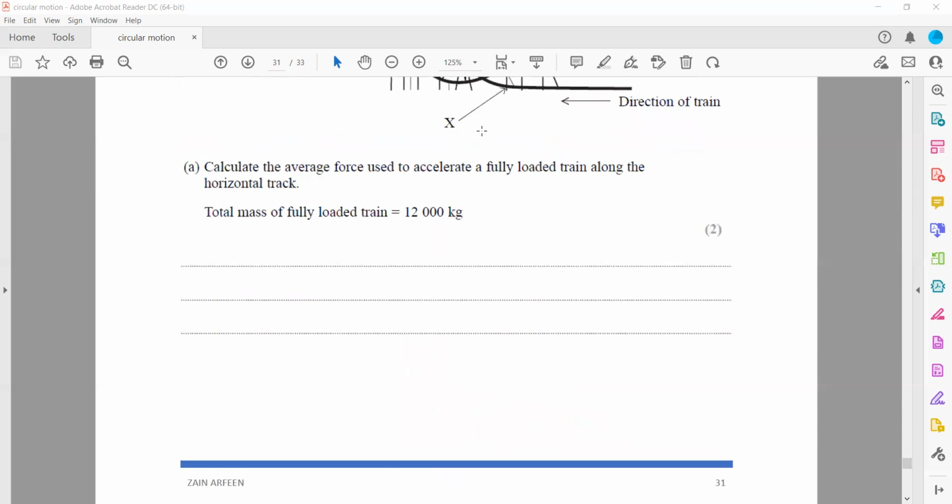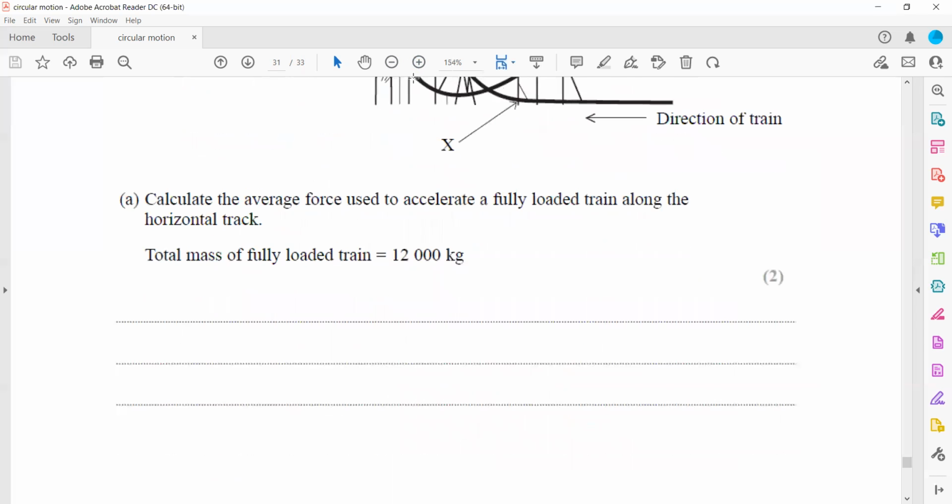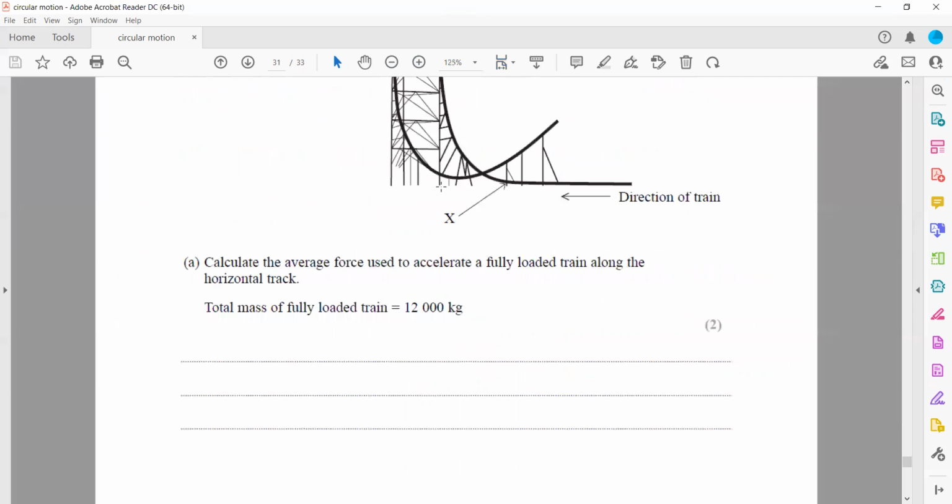Calculate the average force used to accelerate a fully loaded train along a horizontal track. So we need the resultant force. We have the formula F equals ma. Force is equal to mass multiplied by acceleration. Acceleration of an object is the change in the speed divided by time interval. Initially it was at rest, then it reached a speed of 57 meters per second in 3.5 seconds. So a equals v minus u over t. So 57 minus 0 divided by 3.5. This will give us the initial acceleration of the train.